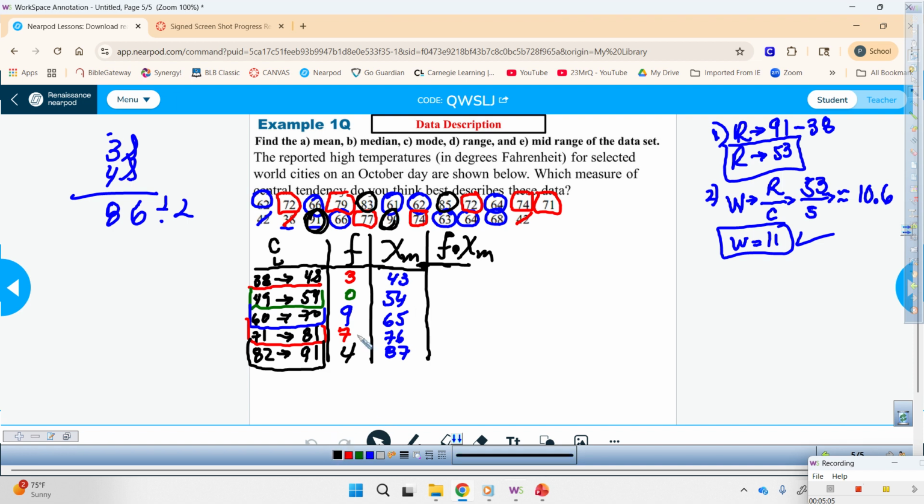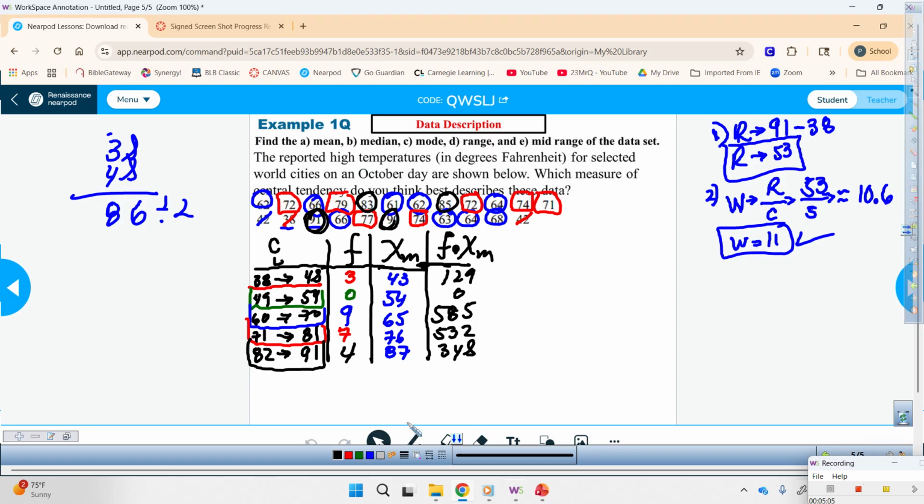Next column, 3 times 43, that's 129. 0. 9 times 65, that's 650 minus 65, that's 585. Is that correct? Check my calculation. Yeah? 585. 7 times 76, that's 532. Yes? Let's go. And 348. Is that correct?